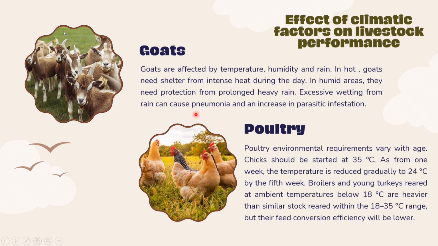Poultry. Poultry environmental requirements vary with age. Chicks should be started at 35 degrees Celsius. From 1 week, the temperature is reduced gradually to 24 degrees Celsius by the 5th week. Broilers and young turkeys reared at ambient temperatures below 18 degrees Celsius are heavier than similar stock reared within the 18 to 35 degrees Celsius range, but their feed conversion efficiency will be lower.